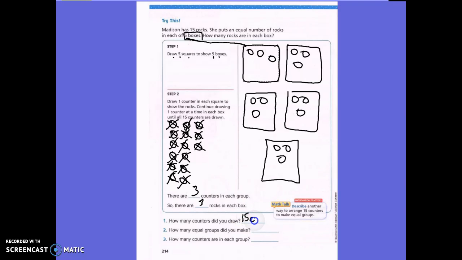15 counters. We drew 15, didn't we? In all those boxes, did we draw 15? Yes, that's the total. Okay. How many equal groups did we make? Everybody? 5. We made 5 equal groups. How many counters were in each of those groups? 3 counters.